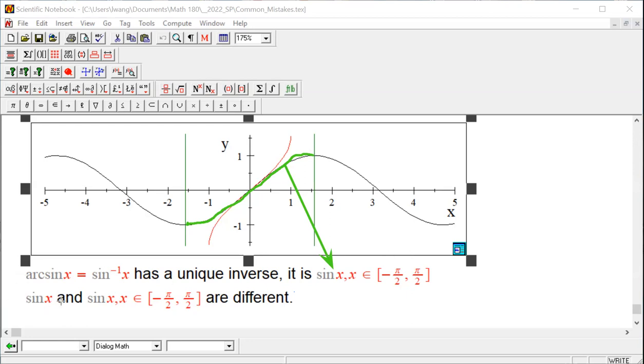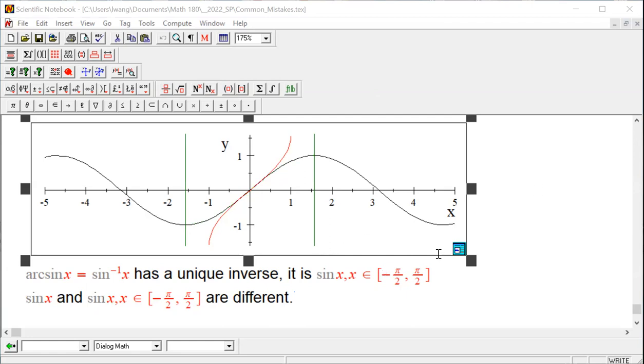Sine x, when you talk about sine x versus sine x on a restricted interval, these two functions are considered completely different. Sine x is considered the entire sine curve, from negative infinity to positive infinity. And this piece is just the green piece between negative pi over 2 to pi over 2. Okay?